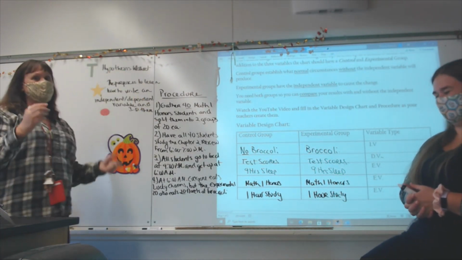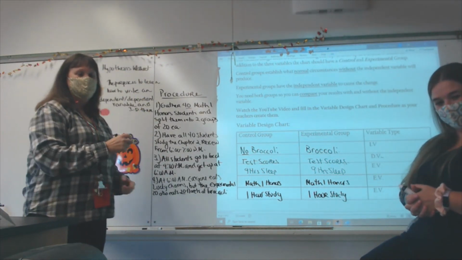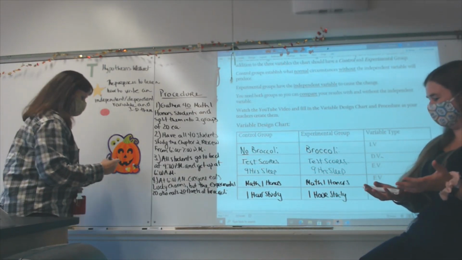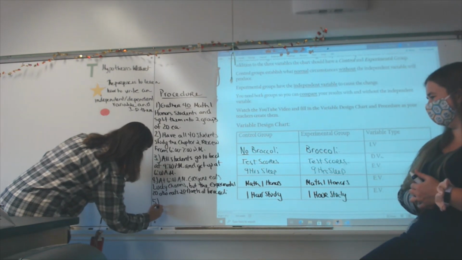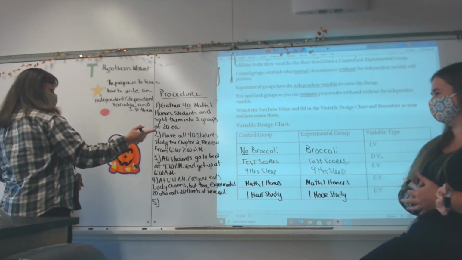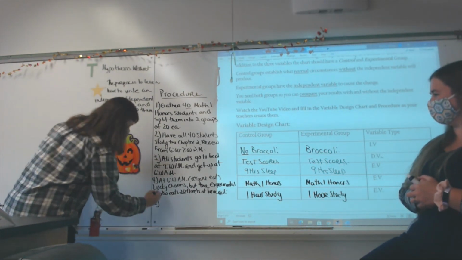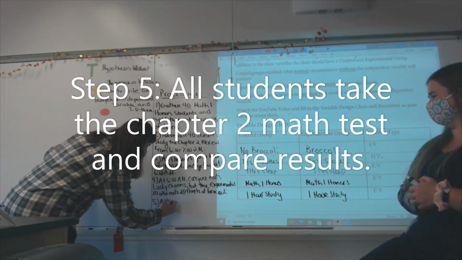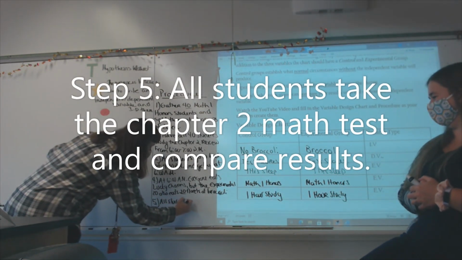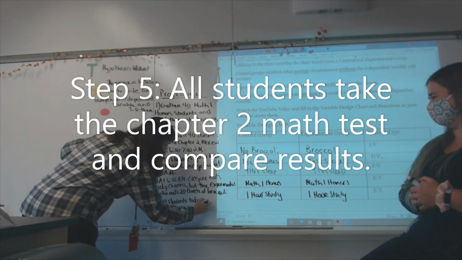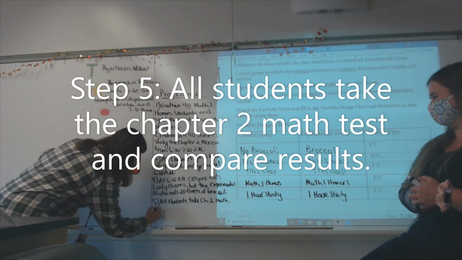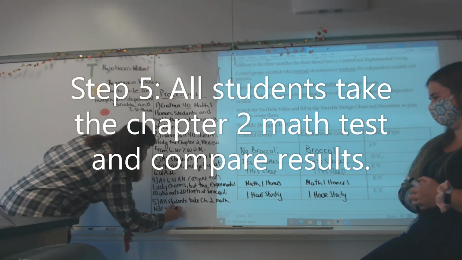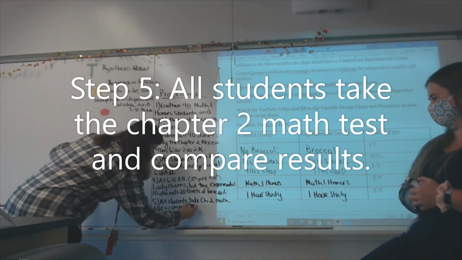Okay, and finally, what happens? Well, then they're going to take the test, and we are going to take a look at their results. We're going to analyze test scores. Okay, so which test are they taking? They are taking the chapter 1 and 2. Okay, so all students take the chapter 2 math test and compare results.